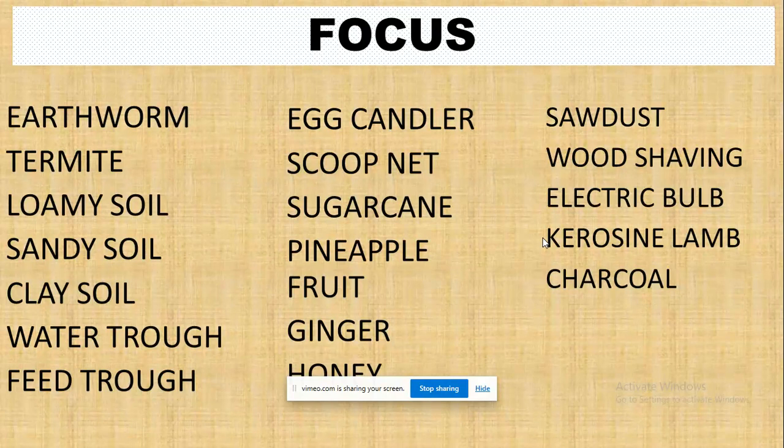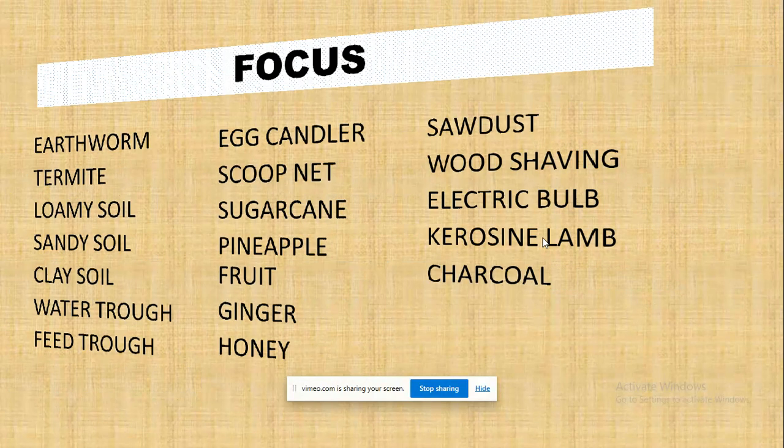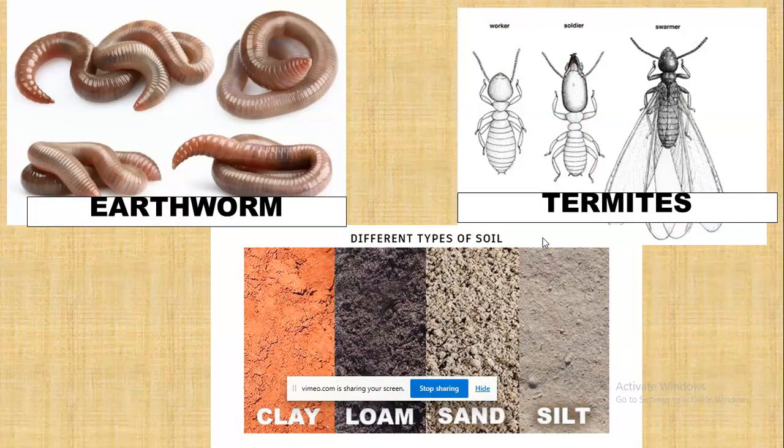Because of our time, let's quickly go to each one of them. Then I will show you their diagram. Okay, this is earthworm, as you can see on your screen. This is what we call earthworm. Then we have termites. This is what we call termites. Please, students, see it very well, because when you see it during the exam, you should be able to identify them. This is termites.